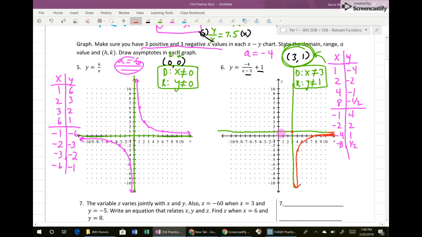Same thing on this side, so I can go to -8, which puts me around here, which is a half. Over 1, 2, 3, 4, up 1. Back to up 2, and then over 1, and up 1, 2, 3, 4.